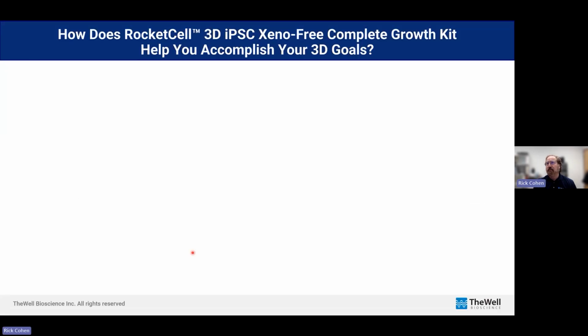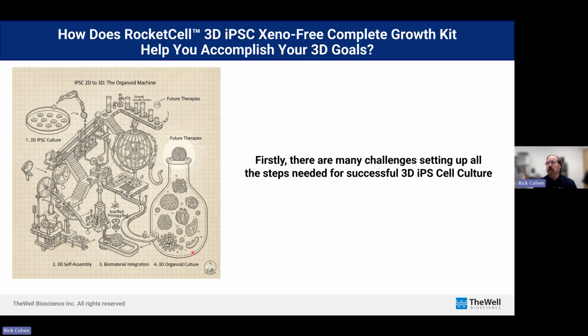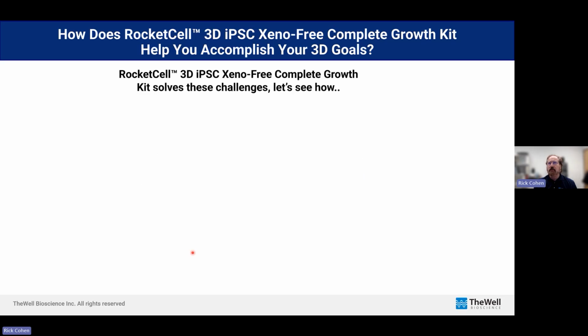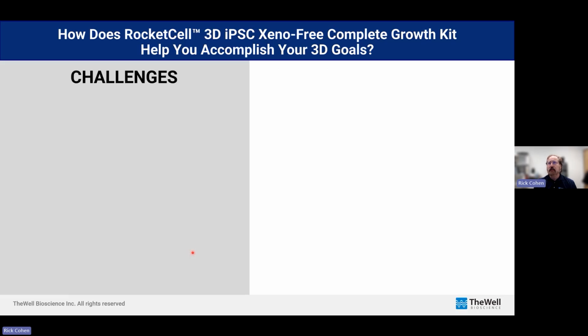So how does the RocketCell 3D iPSC Xeno-Free Complete Growth Kit help you accomplish your 3D goals? Firstly, there are many challenges in setting up all the steps needed for successful 3D iPS cell culture. And no one likes to waste time, and everyone likes reproducibility. The RocketCell 3D iPSC Xeno-Free Complete Growth Kit solves these challenges. Let's see how.